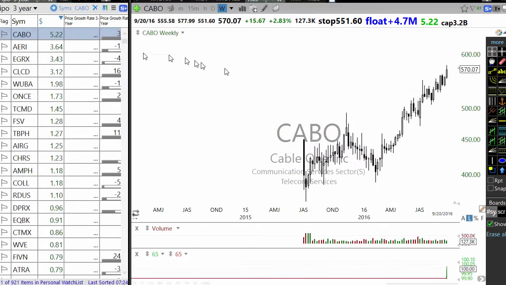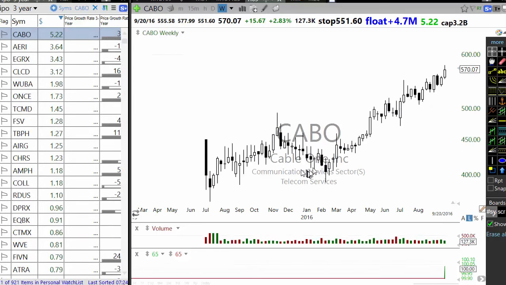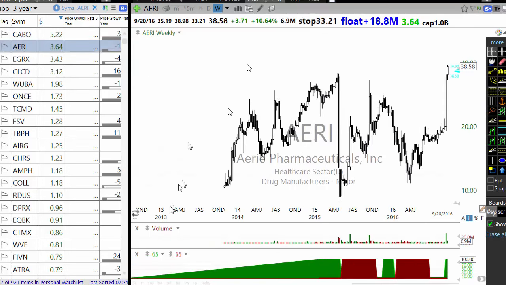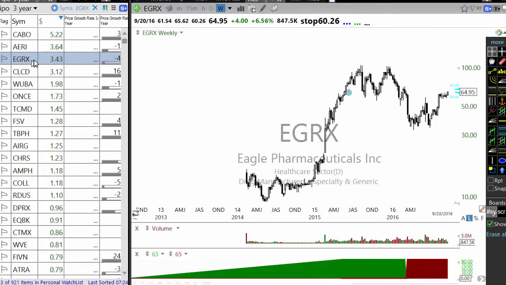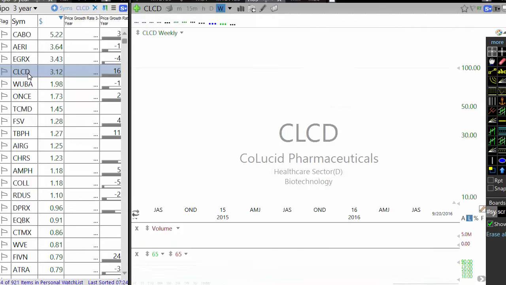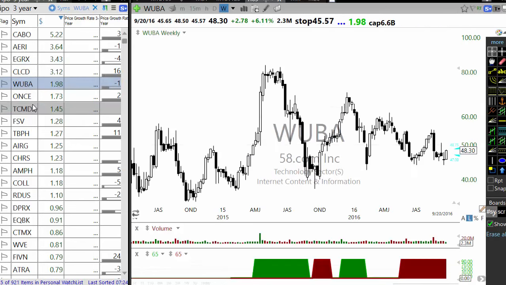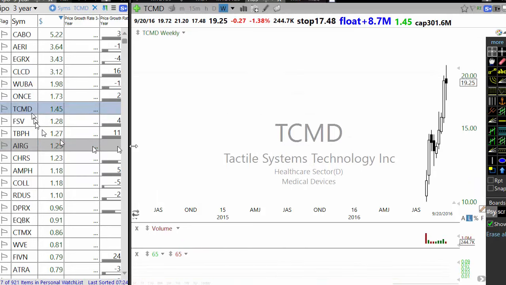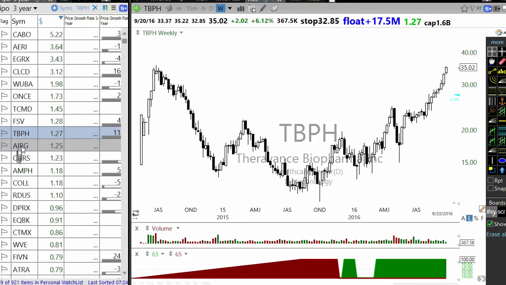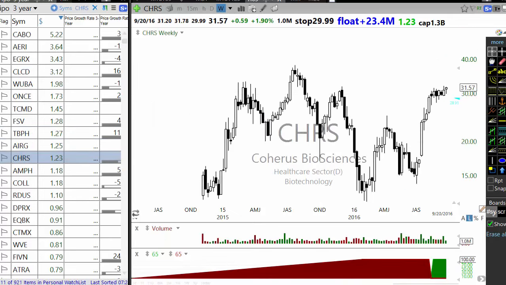So this particular stock, like if you see Cable One, IPO'd in the last 3 years, or say this particular one. We're looking at a weekly chart because you're looking at 3 years. See here, which is one of the stocks which had a breakout yesterday. So Eagle RX or CLCD or WUBA. These are all the stocks which IPO'd in the last 3 years. So you can find IPOs of 3 years or 1 year by simply putting in a column, and that's all you need to find IPOs in Telechart.